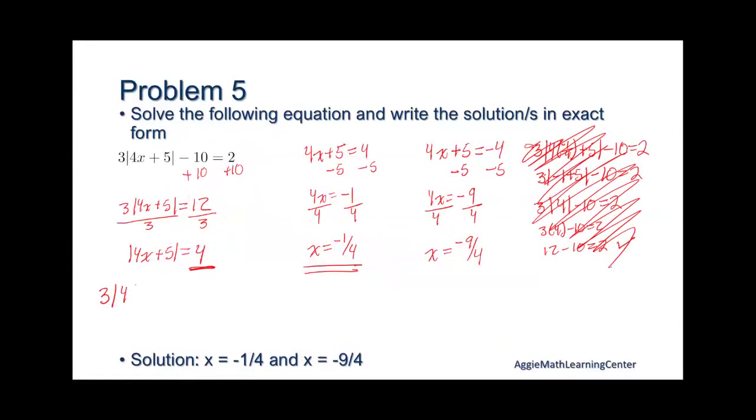So 4 times our solution, which is negative 9/4, plus 5, close your absolute values, minus 10, is going to equal 2. So as we're simplifying, what do we simplify first? 4 times negative 9/4. Yes. And what do we get?